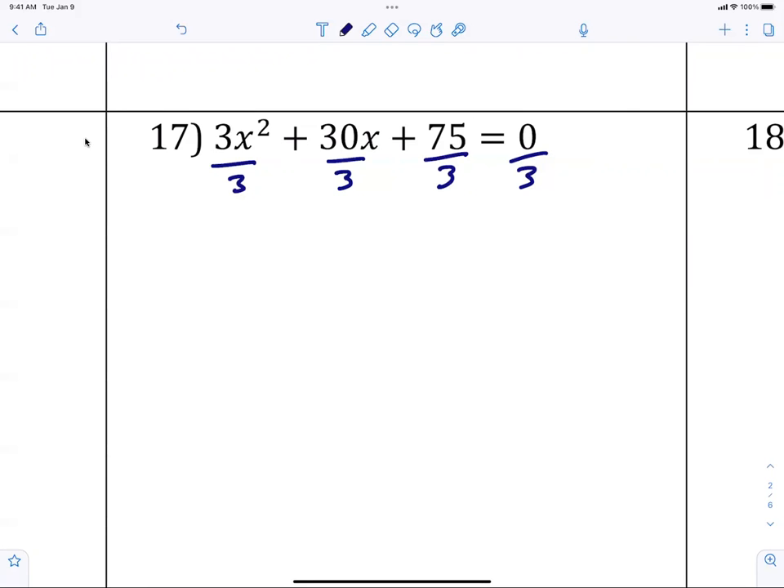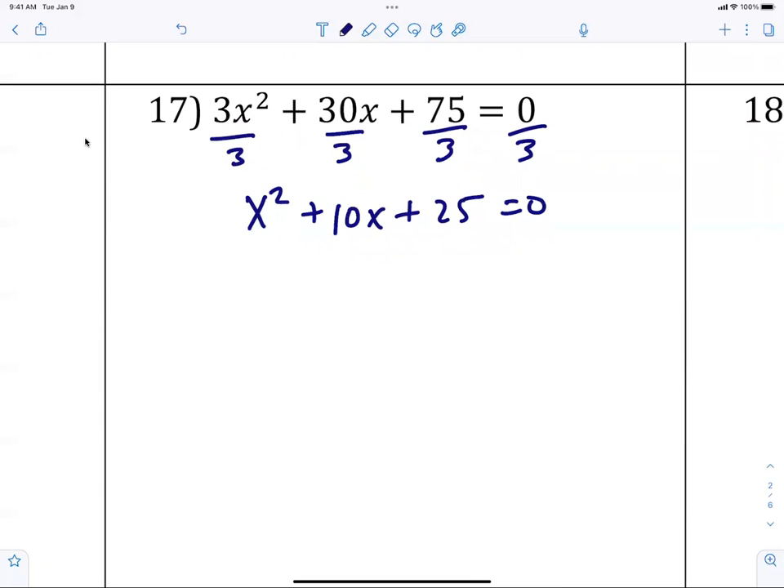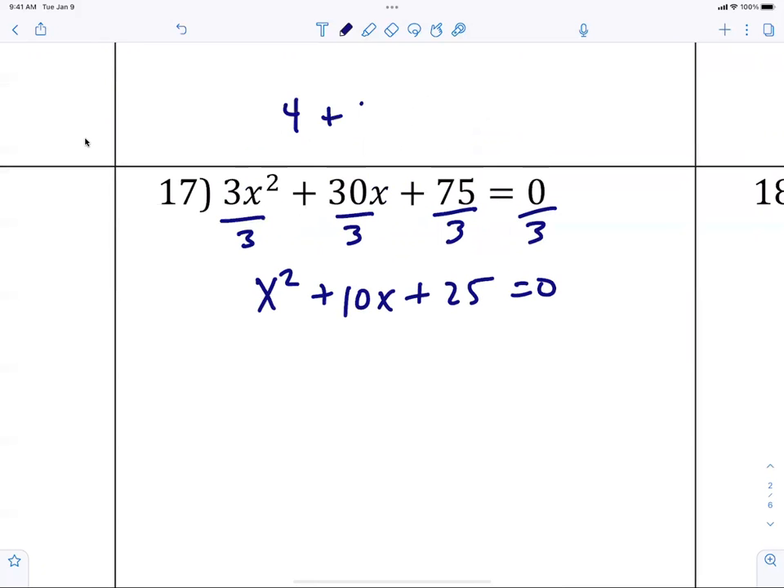Does everybody agree? All right, so all I have to do is divide by 3, and then I get x squared plus 10x plus 25 equals 0. Simple, piece of cake. Because I said at the beginning, factor out the GCF. So I could have factored out a 3, right? It's kind of like this, watch. It's kind of like 4 plus 8 equals 12, right? I could divide by 4. 1 plus 2 equals 3. Does it change anything? It makes it easier. That's exactly what I'm doing.